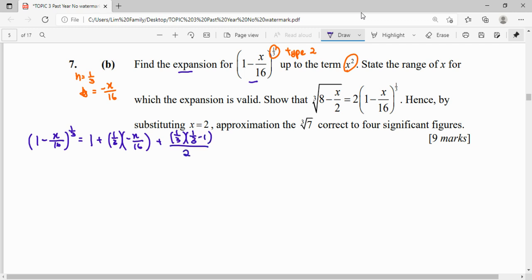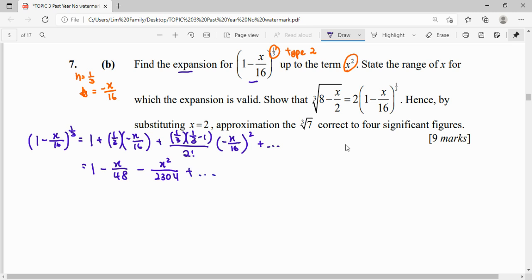n, n minus 1 over 2 factorial, negative x over 16 squared. So we will present until this term only, because the question asks us to expand until x squared only. So we are going to present our expansion until here, and then the rest of it we will do dot dot dot. So for this, we're going to simplify. We'll get negative x over 48, then negative x squared over 2304.